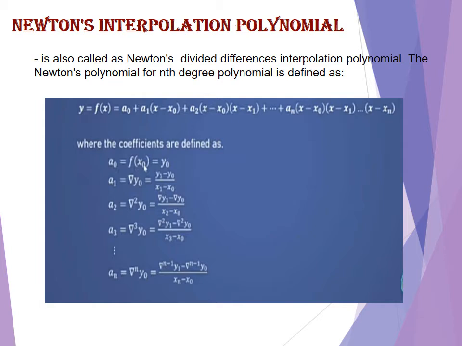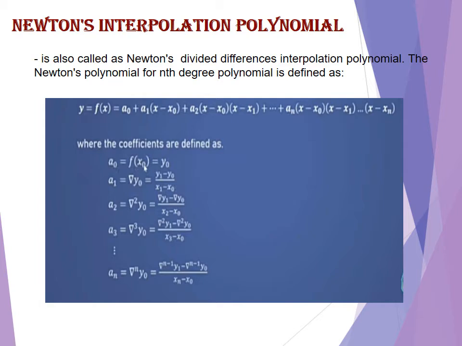Newton's interpolation polynomial is also called as Newton's divided differences interpolation polynomial. The Newton's polynomial for nth degree polynomial is defined as y is equals to f of x equals a sub 0 plus a sub 1 times x minus x sub 0 plus a sub 2 times x minus x sub 0 times x minus x sub 1, so on and so forth, plus a sub n times x minus x sub 0 times x minus x sub 1, so on and so forth, x minus x sub n.